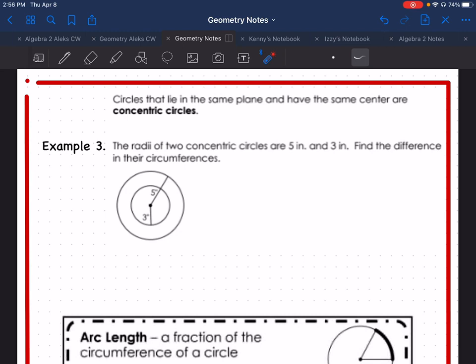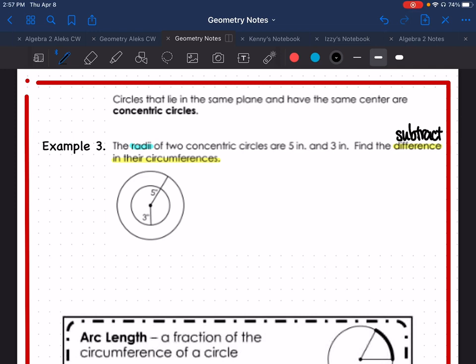So the radii of 2 concentric circles are 5 inches and 3 inches. Find the difference in their circumferences. So notice they are telling me that there are radii. This is a pluralization of radius. So they're showing me that I have 2 radiuses, and then they call them radii. And they're asking me to find the difference of their circumferences. Difference, of course, means that we are going to subtract.